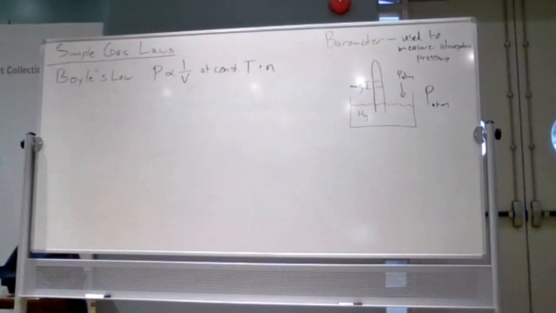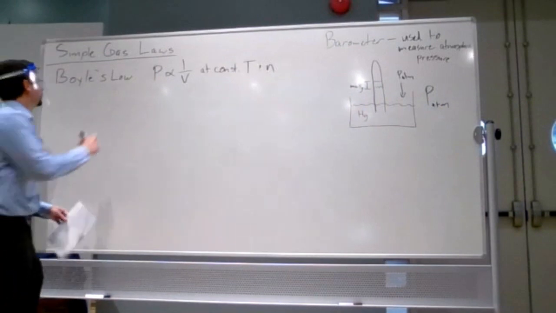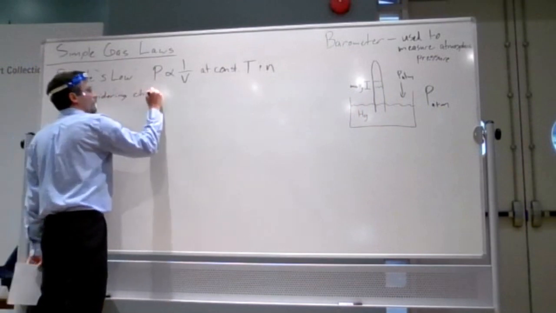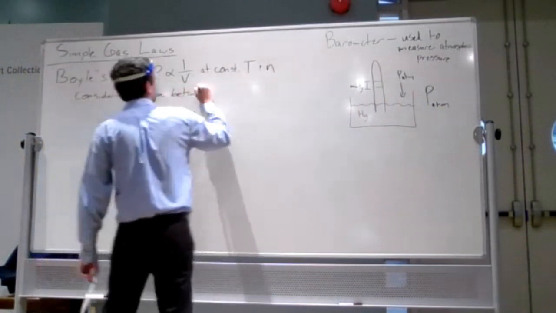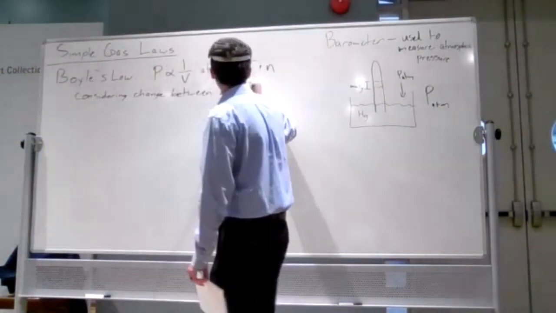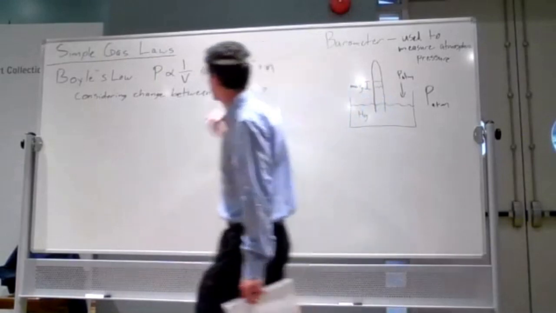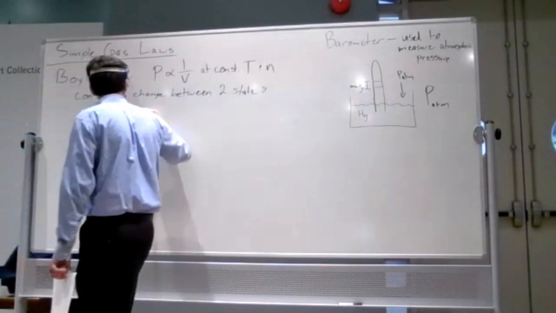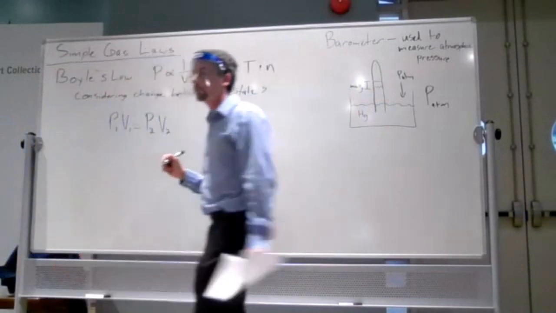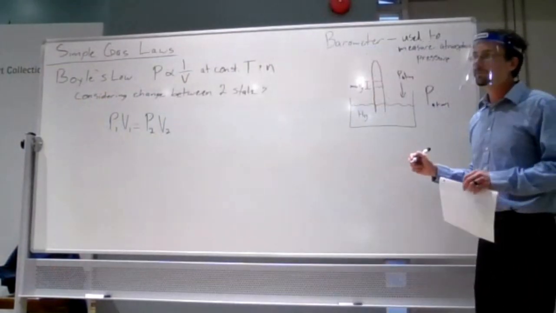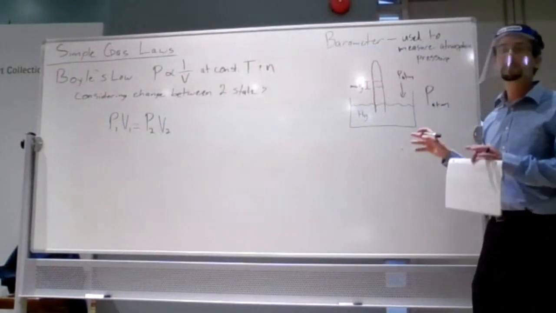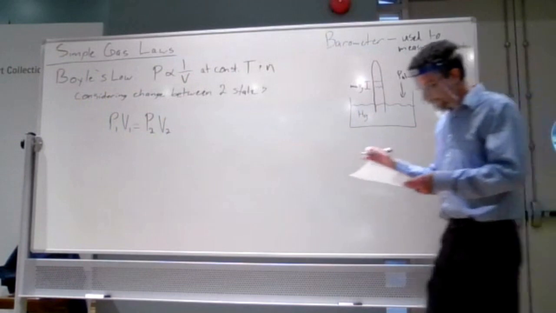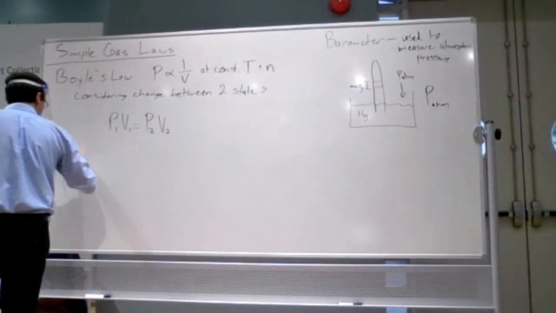Okay, if we want to look at the change between two states, so before I squeeze it and after I squeeze it, we'd have P1 V1 is equal to P2 V2. How do I get that? We'll explain that in a minute when we look at the ideal gas law. Okay? So we said we have Charles' law too, and what was that one?